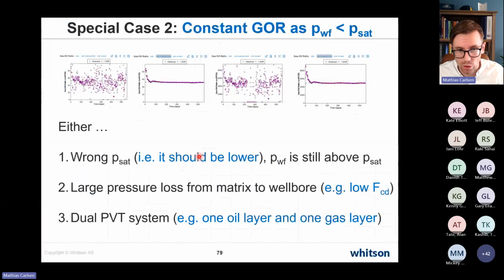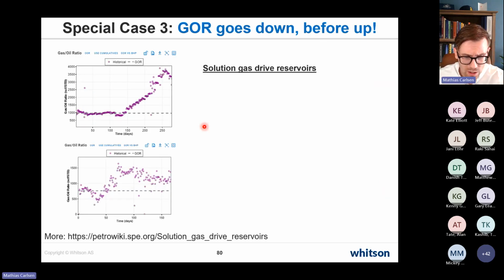But I think it's a really, and Kurt has written a ton of papers on this as well, and we'll actually look at it, a plausible explanation for even GORs going down. So we'll talk about that too. Special case number three.